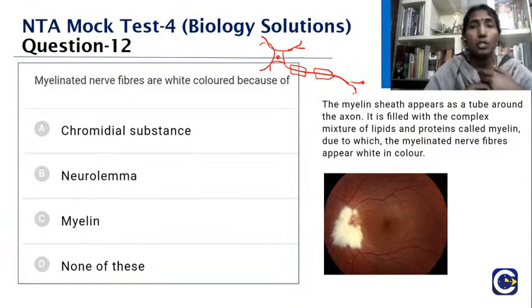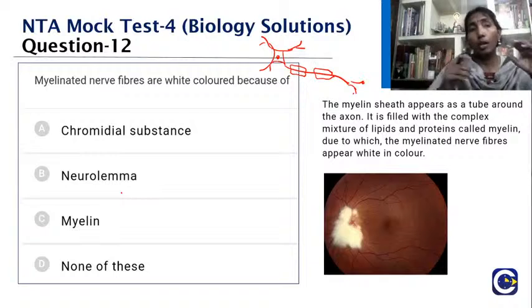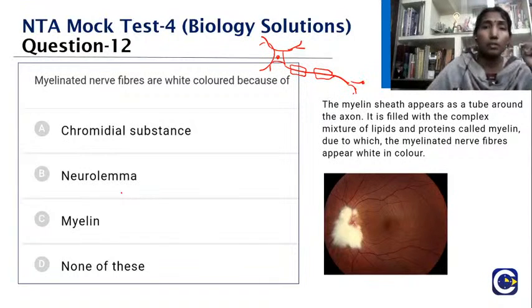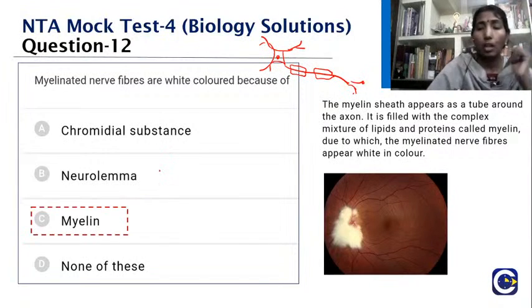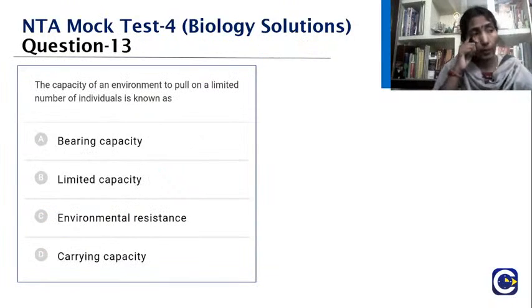Particularly the myelinated sheaths will be white in color. Okay, so that we need to know. The neurolemma is that outer covering, and chromatin substance will not fit into it. So the answer is myelin. Yes, we'll go to the next question.